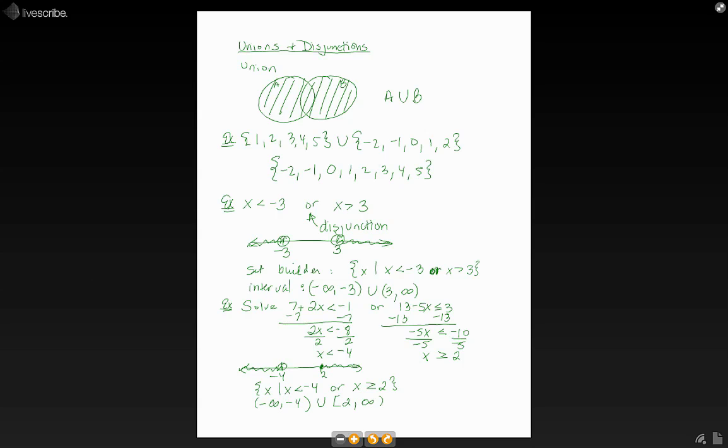We're going to solve 3x minus 11 less than 4, or 4x plus 9 greater than or equal to 1. Solving each one separately, you guys let me know what you get. I'll pause and you guys can pause too.